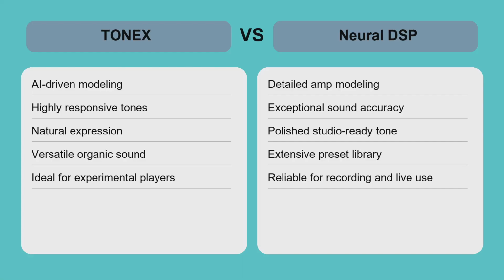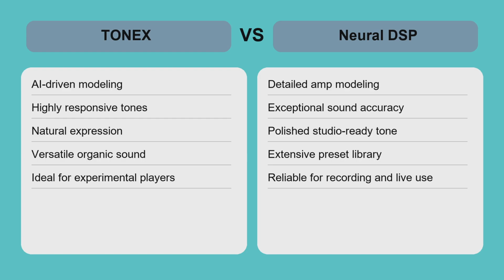Choosing between TONEX and Neural DSP depends on your priorities. TONEX excels in dynamic, evolving tones thanks to its AI engine, perfect for players who want expressive and unique sounds. Neural DSP offers unmatched realism and a vast selection of classic amp models, ideal for those who need studio quality, tried-and-true tones. TONEX may appeal more to experimental players, while Neural DSP fits traditionalists seeking faithful emulations.